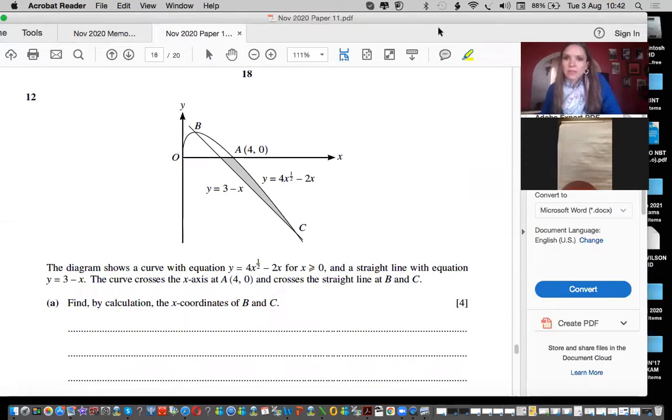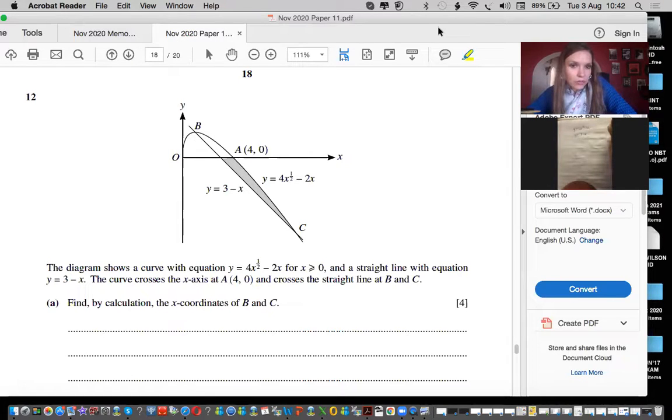Okay, this is actually my favorite type of question because it's purely calculus. You can see there's a diagram with a curve and a straight line. Let's just write down what they've got. This is my curve. Y is equal to 4x to the half minus 2x, but it's only sketched where x is bigger than 0. You can see that on the sketch. Then we've got a straight line. Y is equal to 3 minus x.